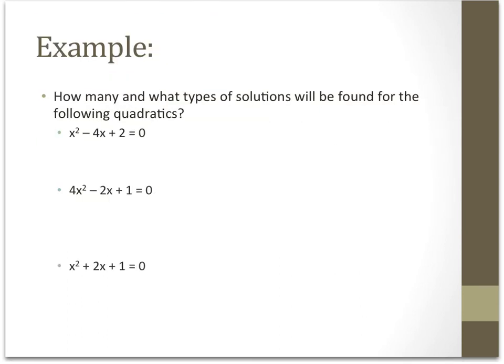So let's look at these and figure out what types of solutions will be found for these quadratics. So a is 1, b is -4, c is 2, and remember we're looking at b squared minus 4ac. This is the stuff under the radical.